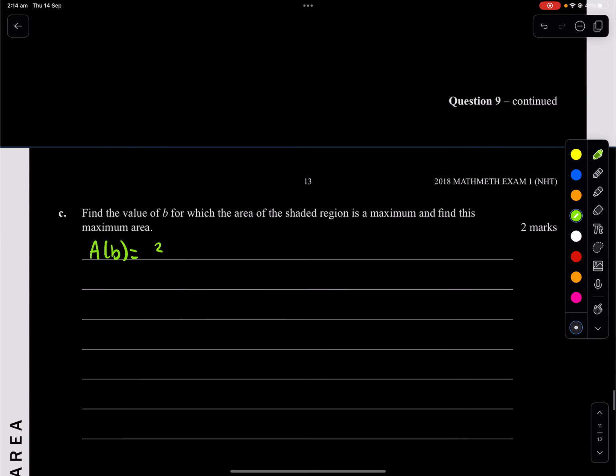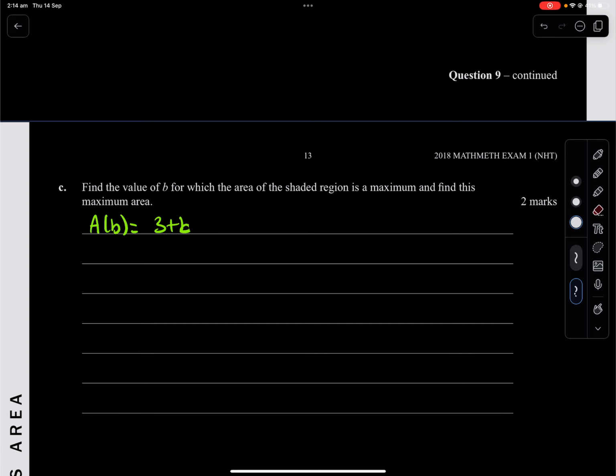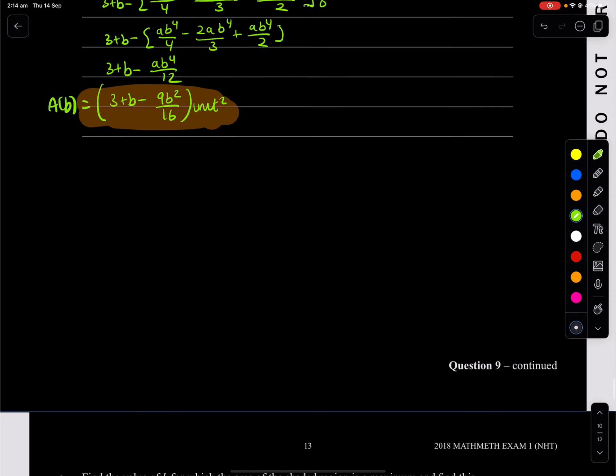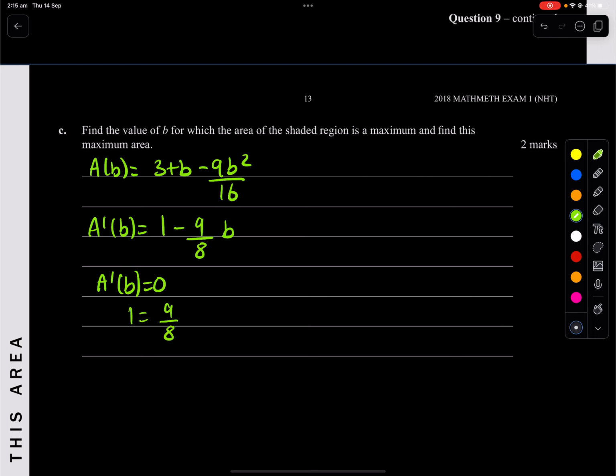2b minus 9b squared over 16. Yep. So we know that A dash of b is 1 minus 9 over 8 times b, and A dash of b equals 0. So 1 equals 9 over 8 times b. So b must equal 8 over 9. So we know our b value.